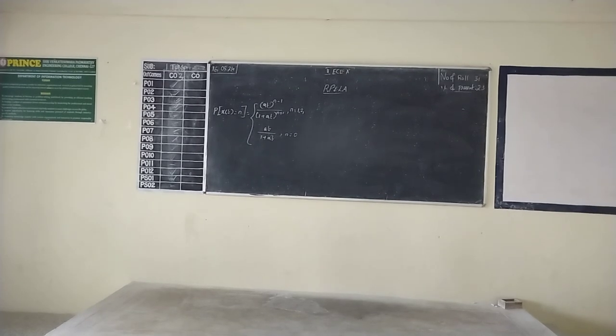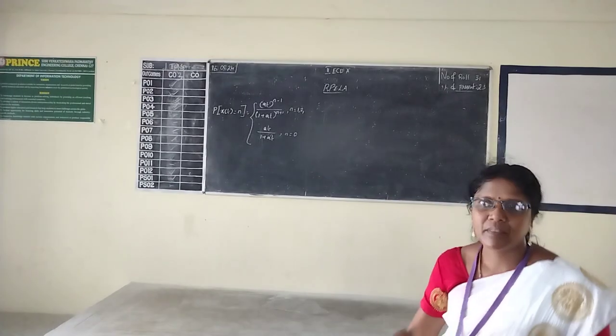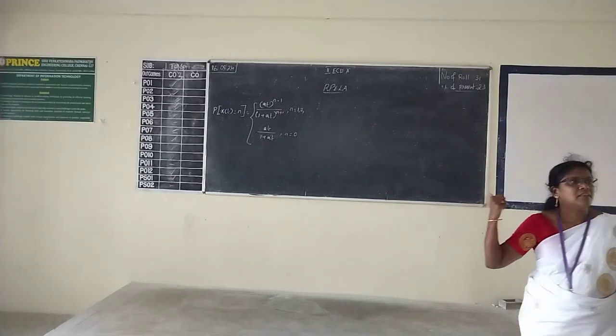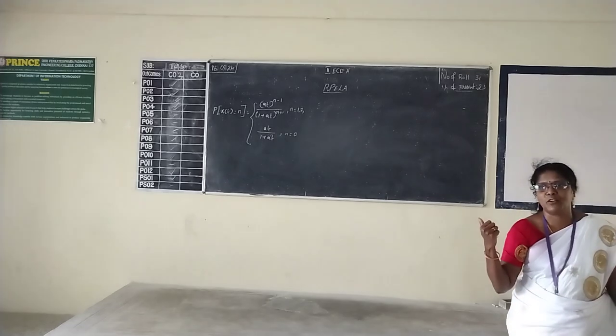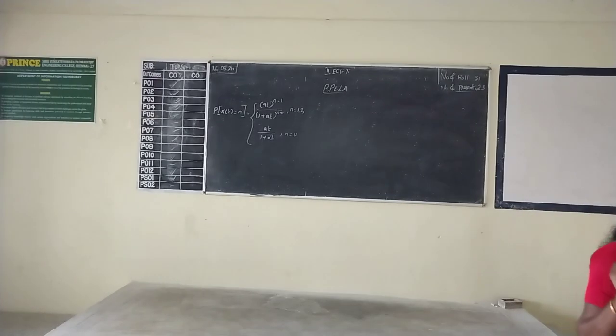Tell me whether this is discrete or continuous. Discrete. How are the values given? 0, 1, 2, 3, etc. It is defined only at 0, only at 1, only at 2, etc. Where is it defined between 0 and 1? Where is it defined between 1 and 2? No. If it is given in that format, then only it is a continuous one. So this is a discrete case.